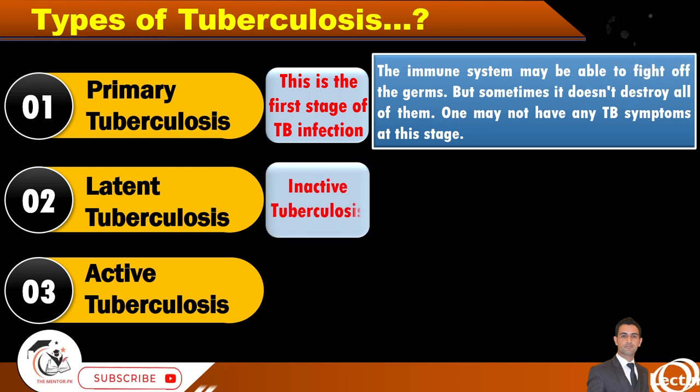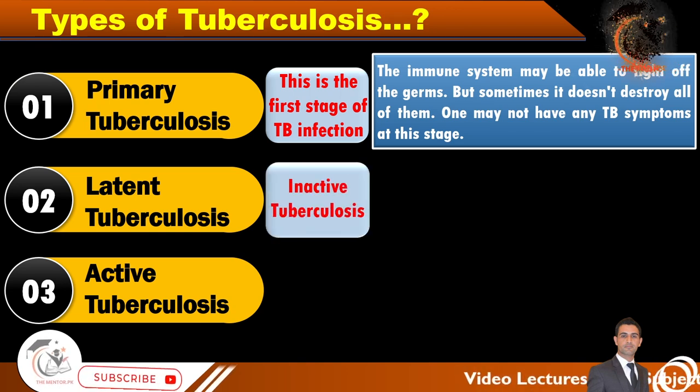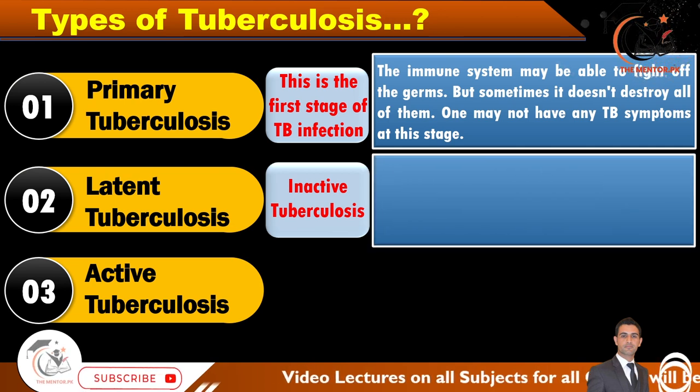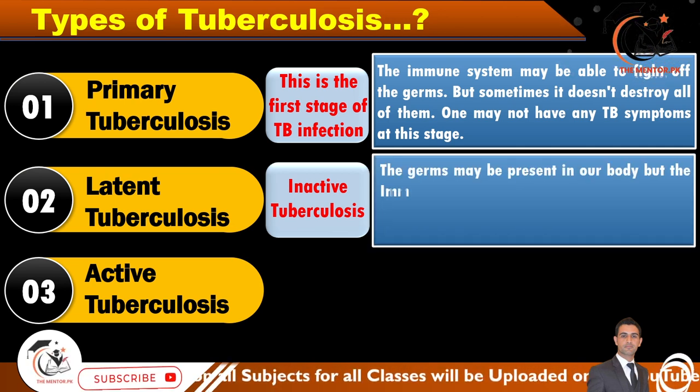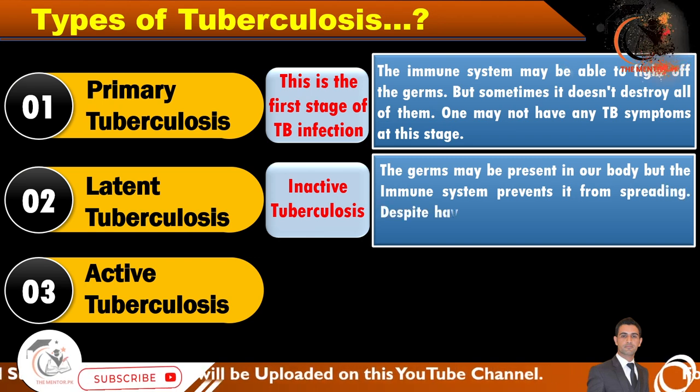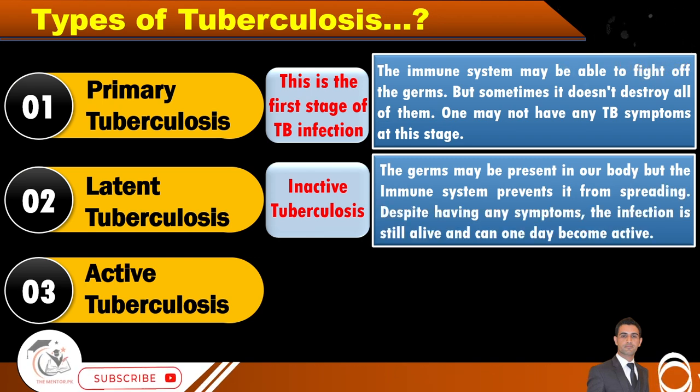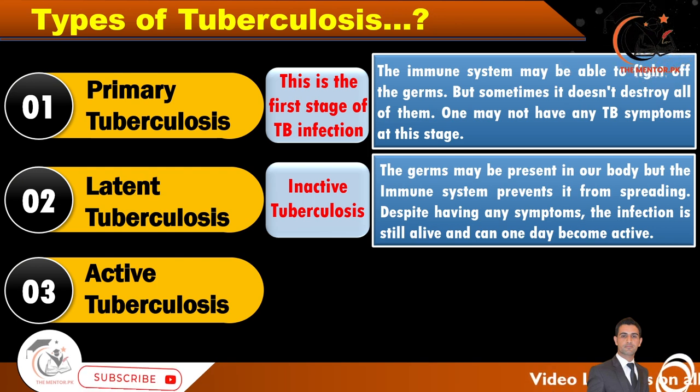Latent tuberculosis is the inactive tuberculosis. The germs may be present in our body, but the immune system prevents them from spreading. Despite not having any symptoms, the infection is still alive and can one day become active.